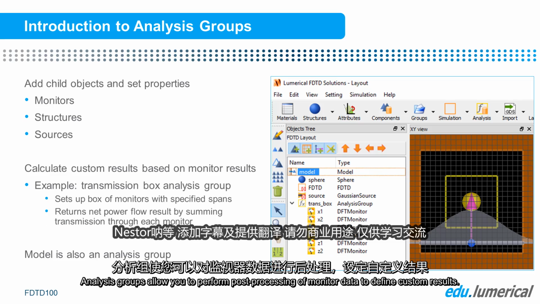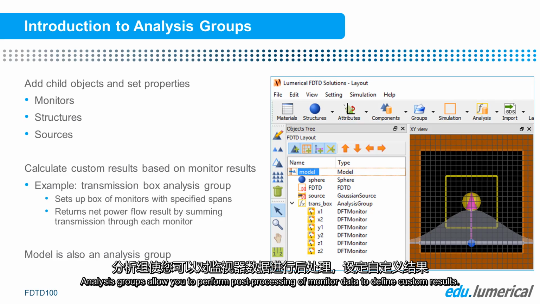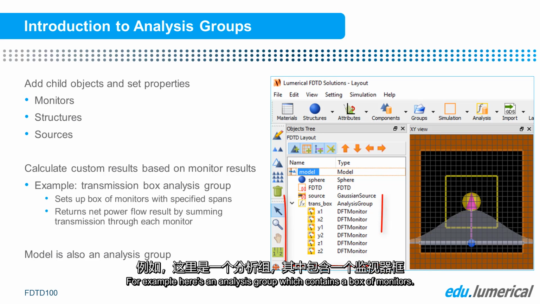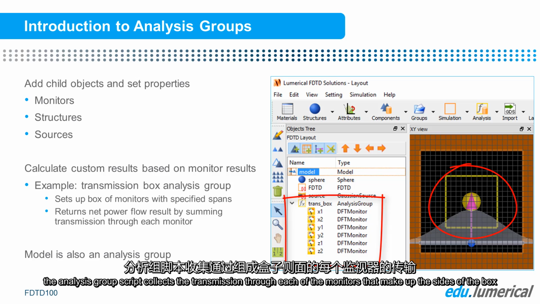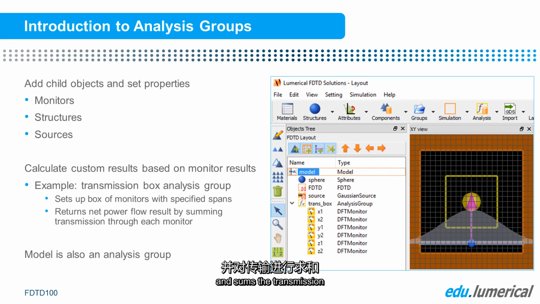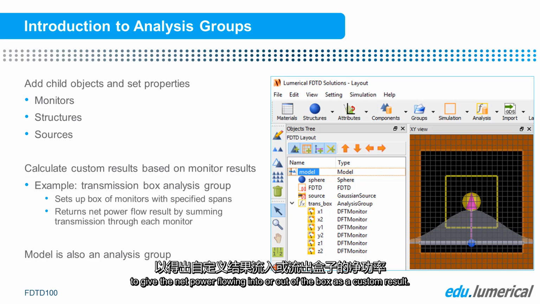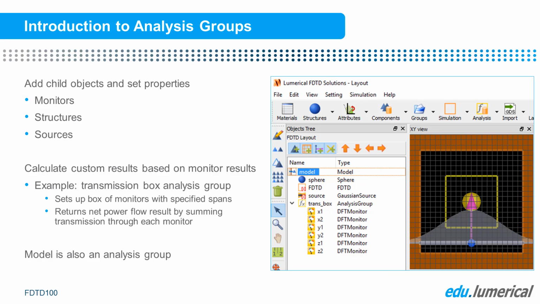Analysis groups allow you to perform post-processing of monitor data to define custom results. For example, here's an analysis group which contains a box of monitors. After the simulation is run, the analysis group script collects the transmission through each of the monitors that make up the size of the box and sums the transmission to give the net power flowing into or out of the box as a custom result.